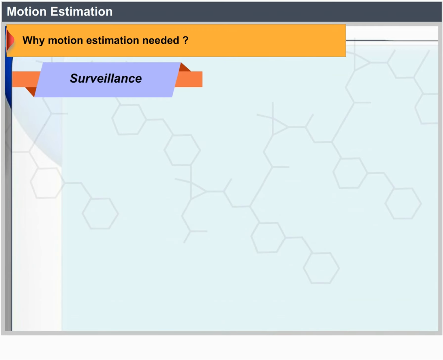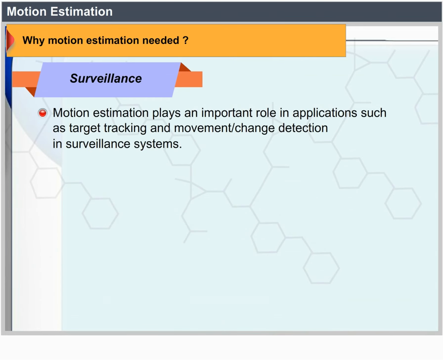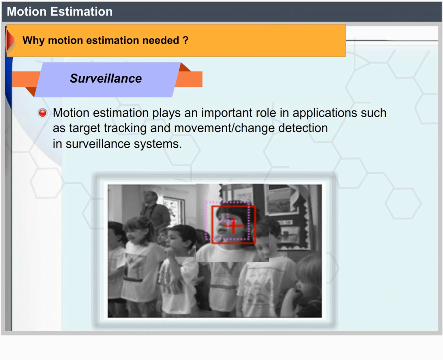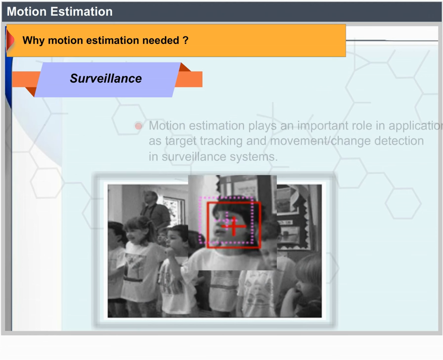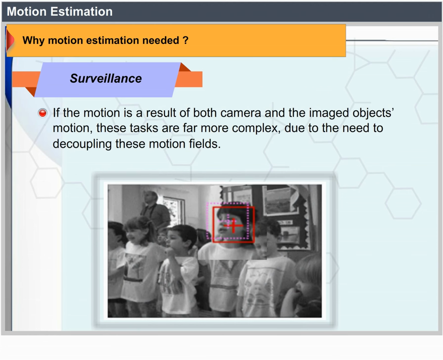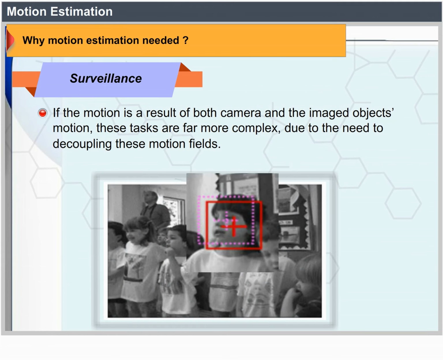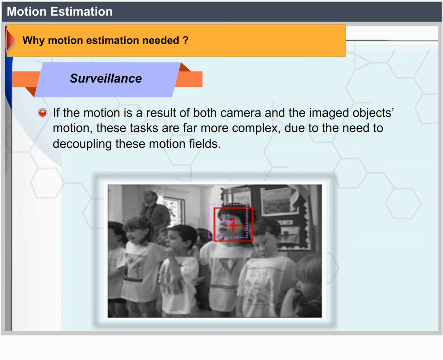Surveillance. Motion estimation plays an important role in applications such as target tracking and movement change detection in surveillance systems. If the motion is a result of both the camera and the image object's motion, these tasks are far more complex due to the need to decouple these motion fields.